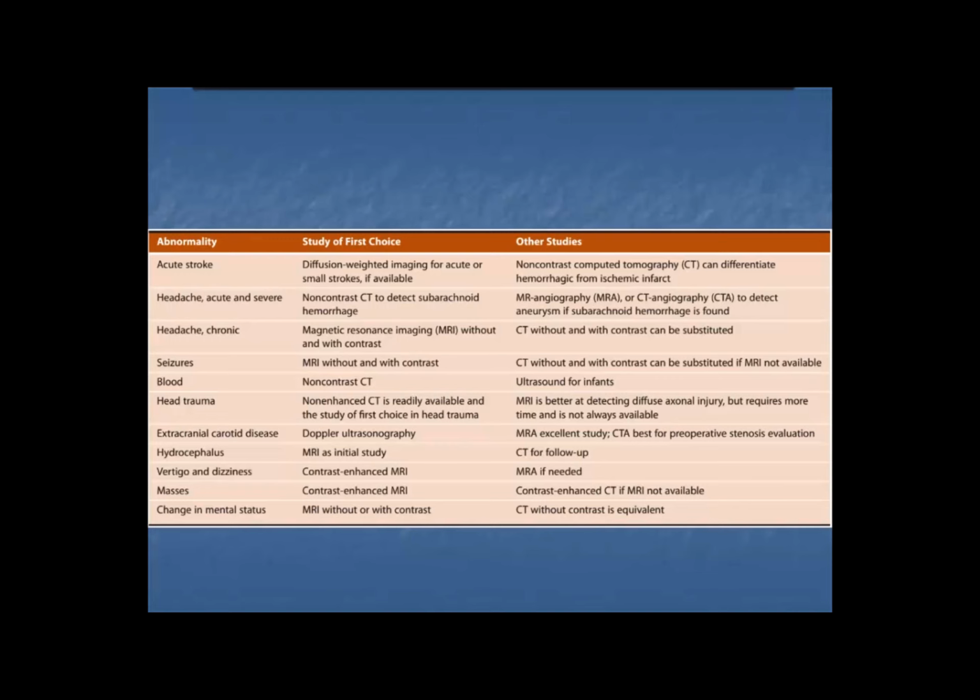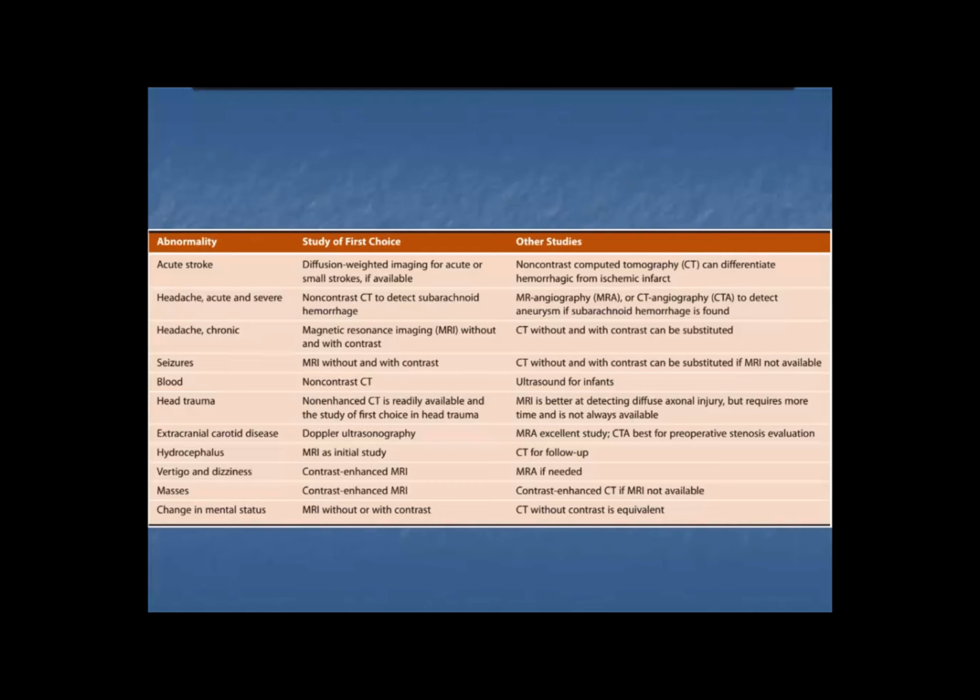For patients who suffer from chronic headache, the MRI without and with contrast is the study of first choice. The CT with and without contrast can be substituted. For seizures, we should perform the MRI with and without contrast. The CT also can substitute if the MRI is not available. We should use the non-contrast CT to detect blood. If the patient is infected, we also can use the ultrasound.